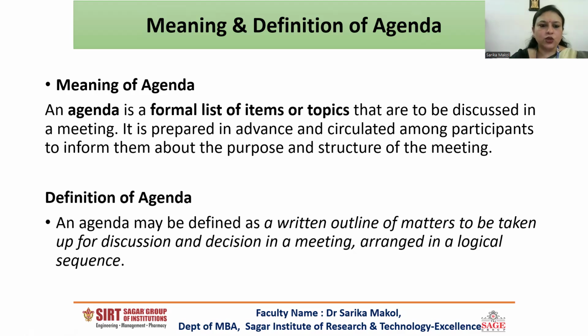agenda points. So the definition would be, it may be defined as a written outline of matters to be taken up for discussion and decision in a meeting, which are arranged in a logical manner. There is a proper sequence of those agenda items, that what is going to be discussed first and what is going to be discussed at the last.